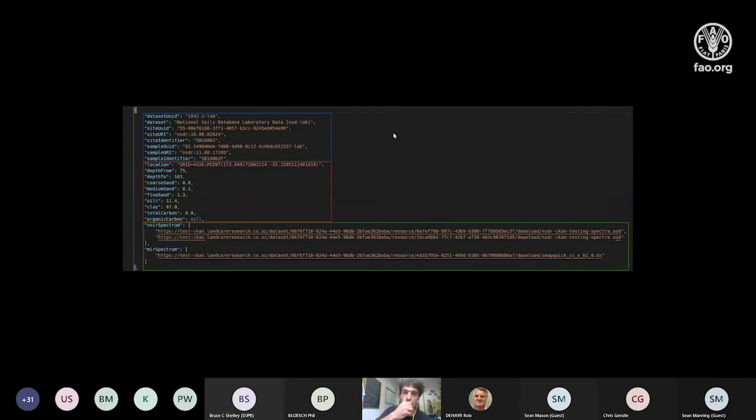So that's its name, its reference, etc. The second box in red is the typical reference data information: the location in space of that sample, its depth, and information about texture, carbon, and clay. Finally, in the green box, you can see a URL that points, for the VisNIR, to an ASD file, and the last line is an MIR file.